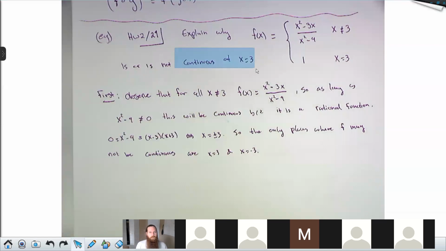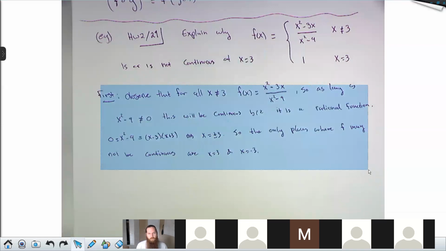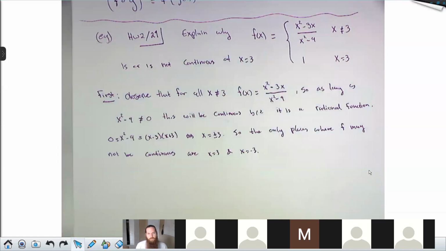Now they asked us specifically to look at 3. So we're going to keep our attention focused there. But this observation is an important one. The only place where this function even has a chance of messing up is at 3 and negative 3, because those are the places where this thing is undefined, right? Those are the places where the bottom of this rational function is 0.